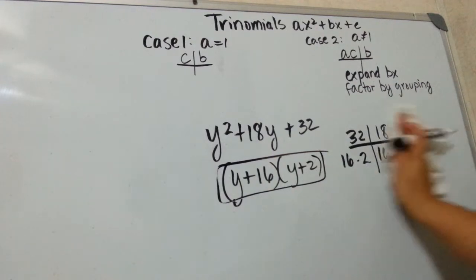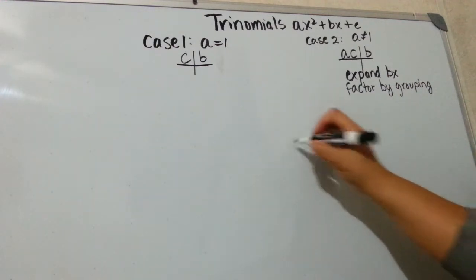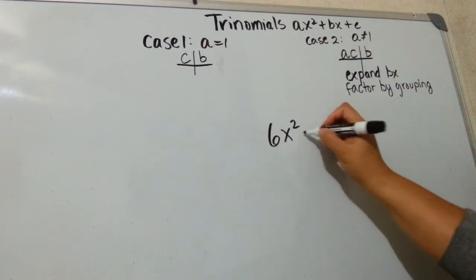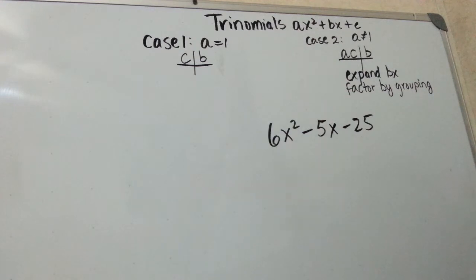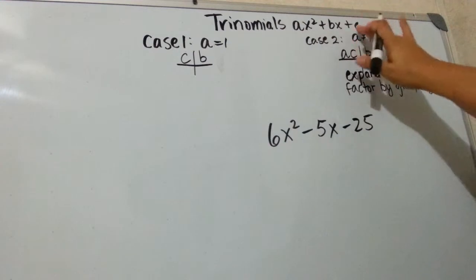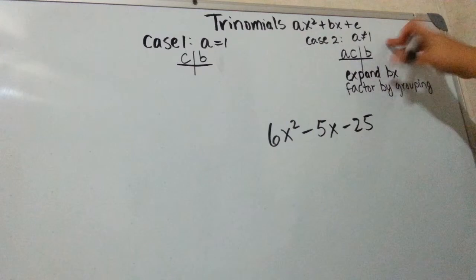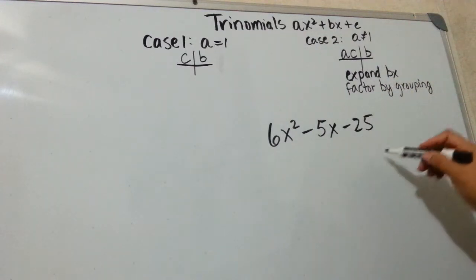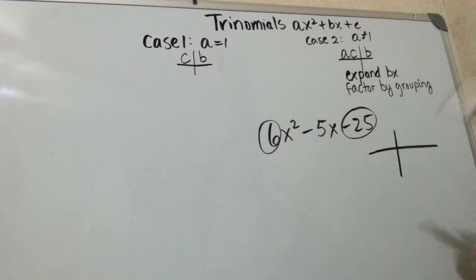Alright, let me show you some case 2s. Scroll up. We see 6x squared minus 5x minus 25. I need my calculator for this, so here we go. Alright, this is definitely an ax squared plus bx plus c trinomial, but the leading coefficient is not a 1, so we're case 2. So we need two numbers that multiply to 6 times negative 25. So negative 150.